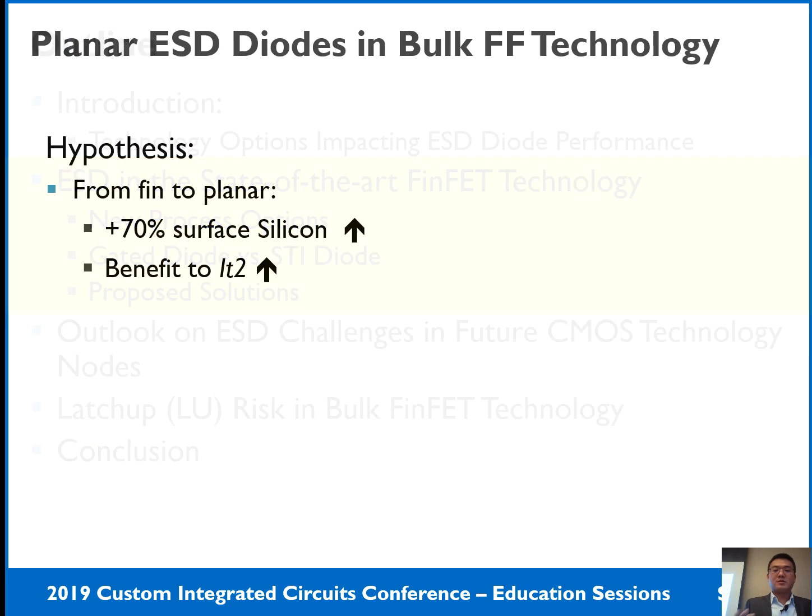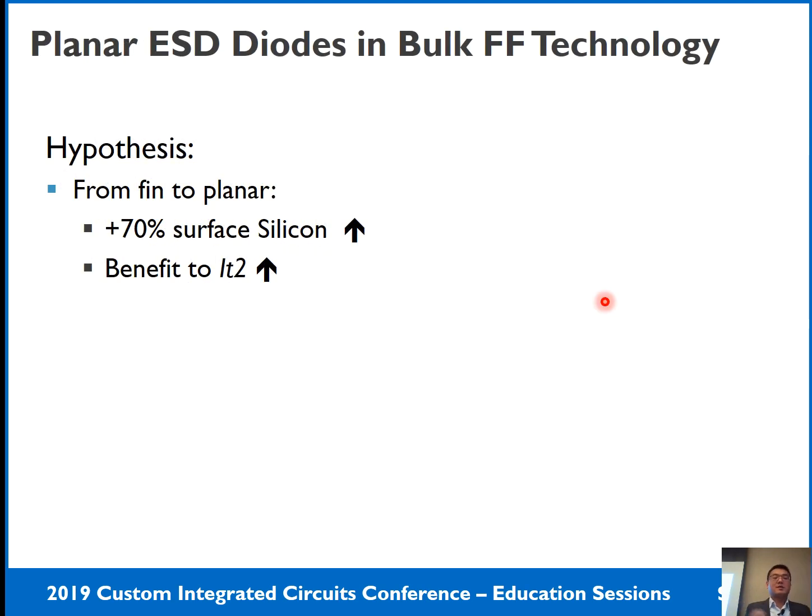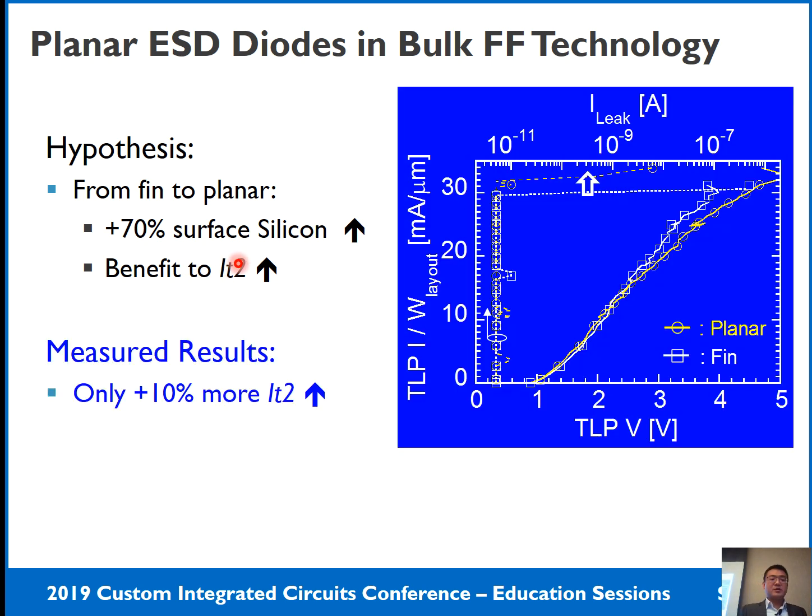The first proposed solution is to take back the planar ESD diode in bulk FinFET technology. Of course, this needs an additional mask or additional process step. But anyway, the hypothesis here is that from fin to planar, around 70% more surface silicon will be added on top, so it should be beneficial to IT2 enhancement. However, the measurement result showed only 10% IT2 enhancement by this planar ESD diode.